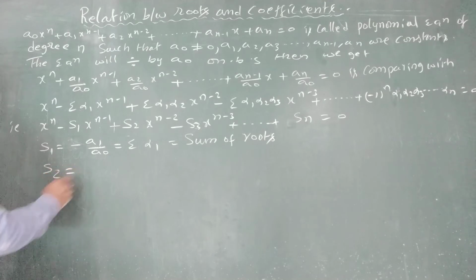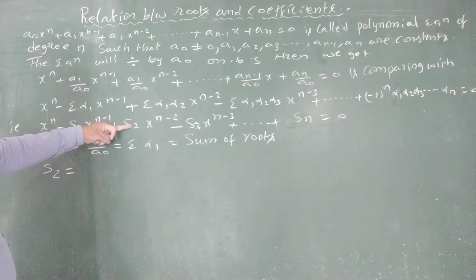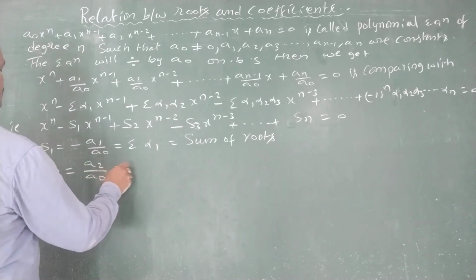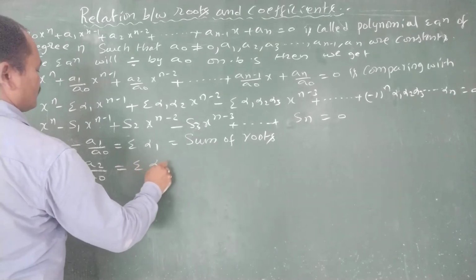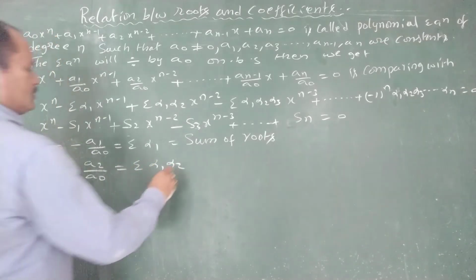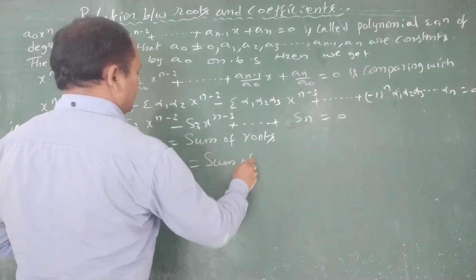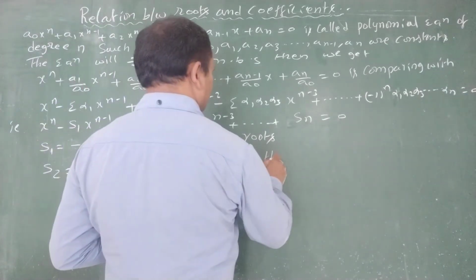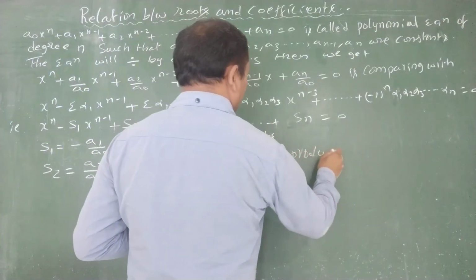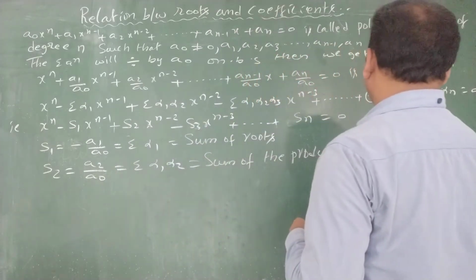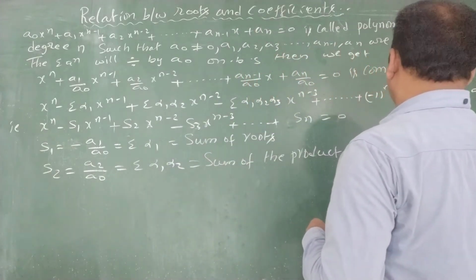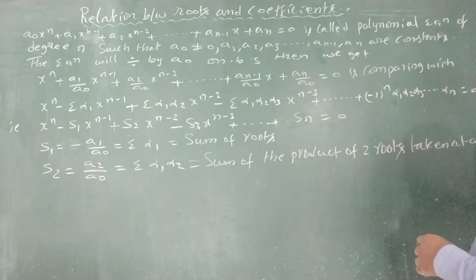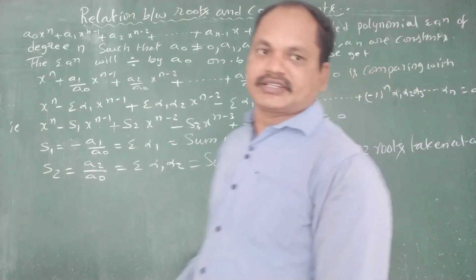Now s2 is equal to plus a2 by a0. That is sigma alpha 1 alpha 2, which means the sum of the product of two roots taken at a time.